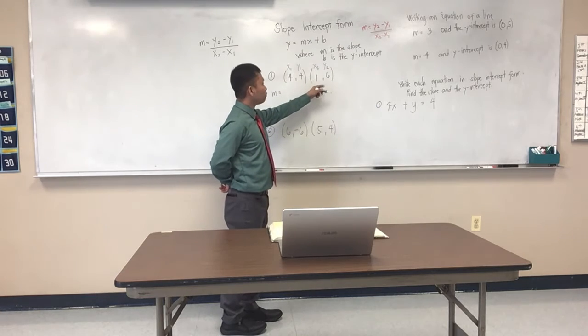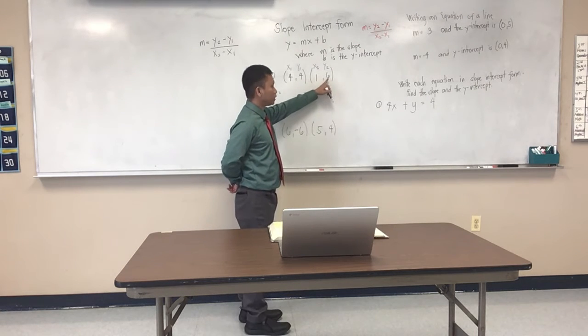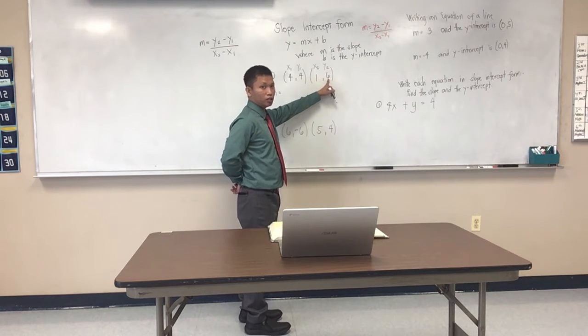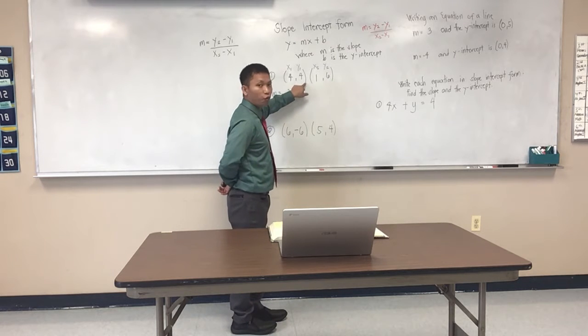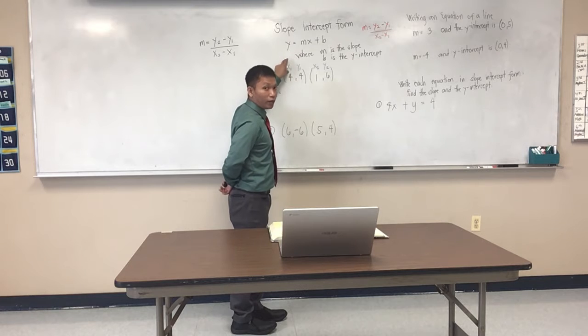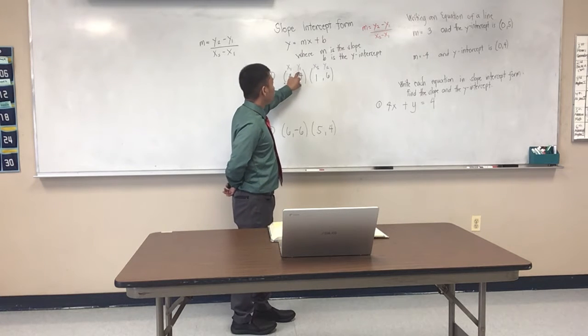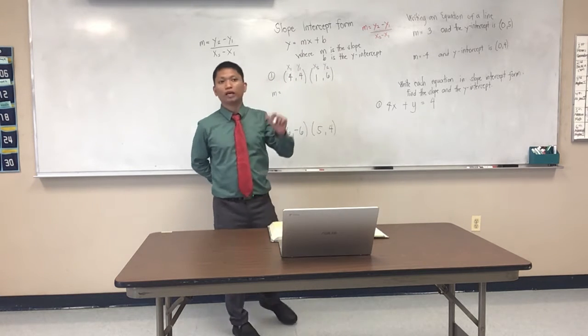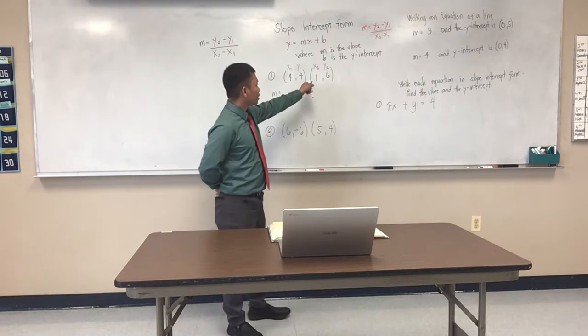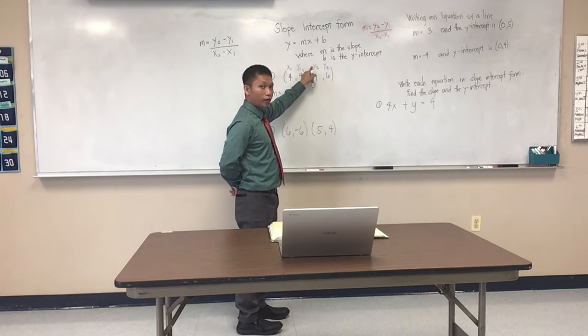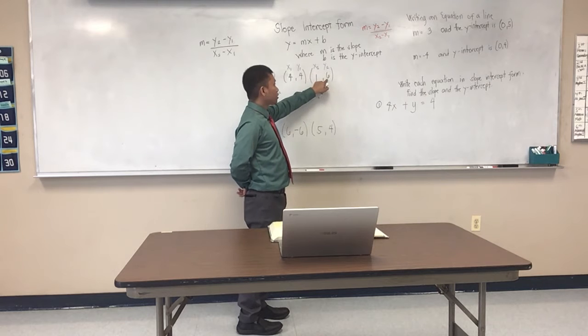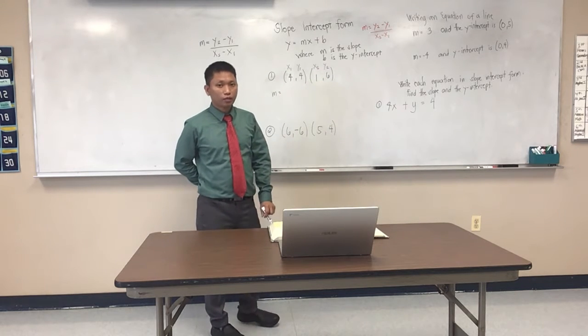So our y sub 2 here we have 6. The given are 4, 4. So the first ordered pair we have 4, that would be our x sub 1. The second would be 4, that would be our y sub 1. And the second pair we have 1, that would be our x sub 2. And 6, that would be our y sub 2.